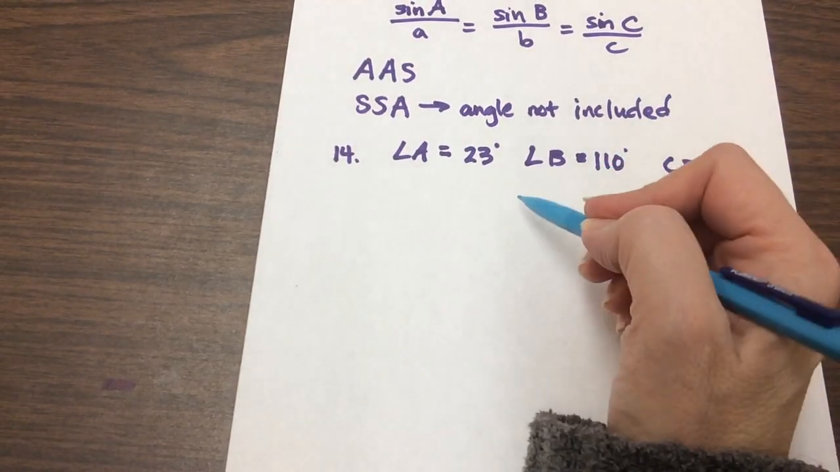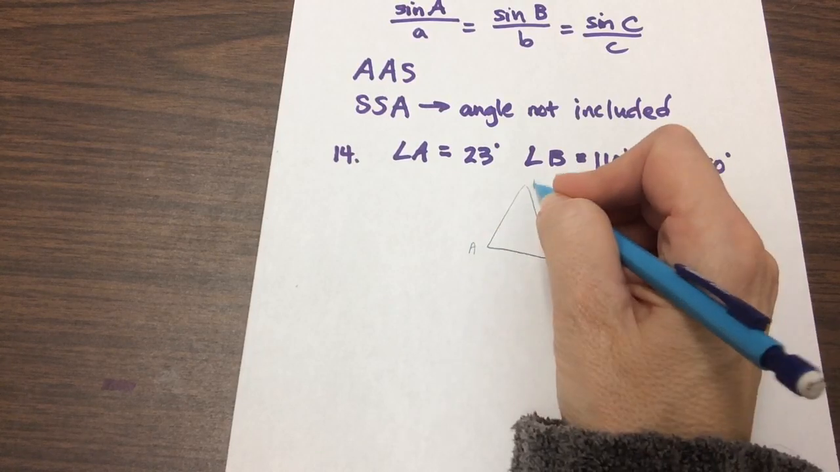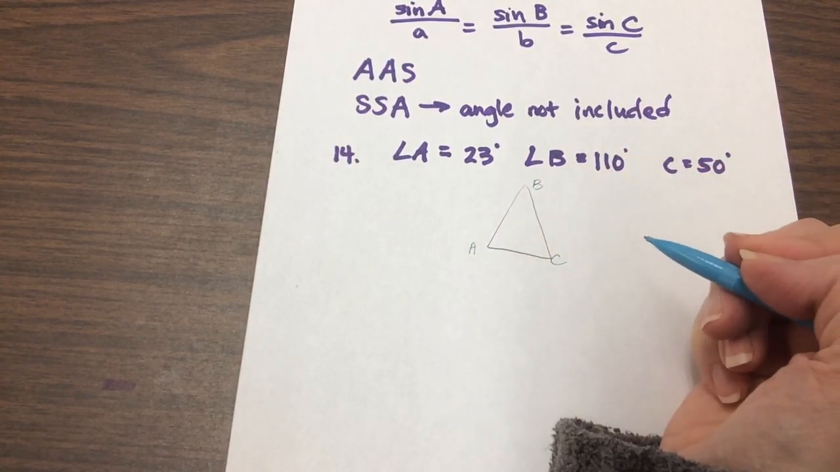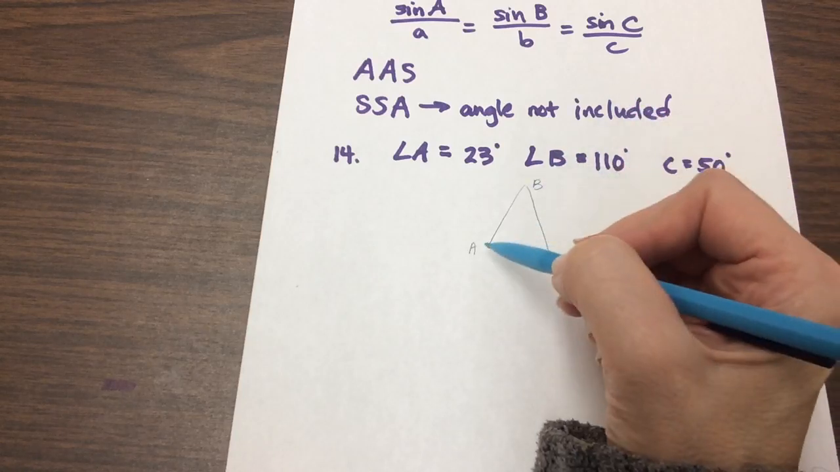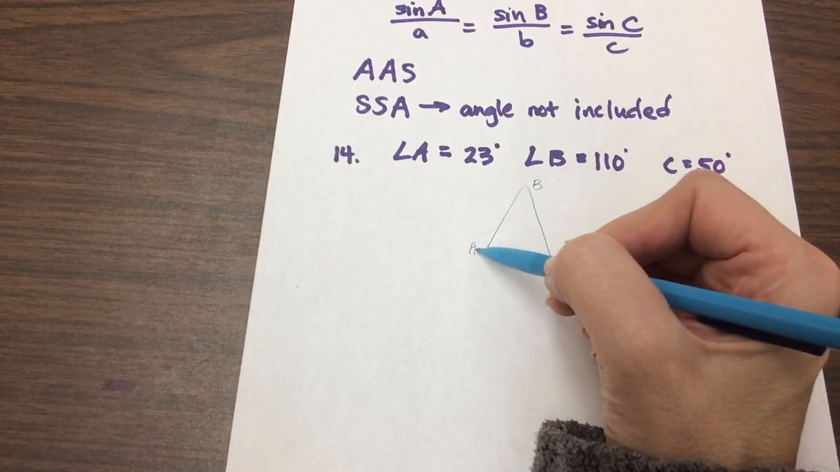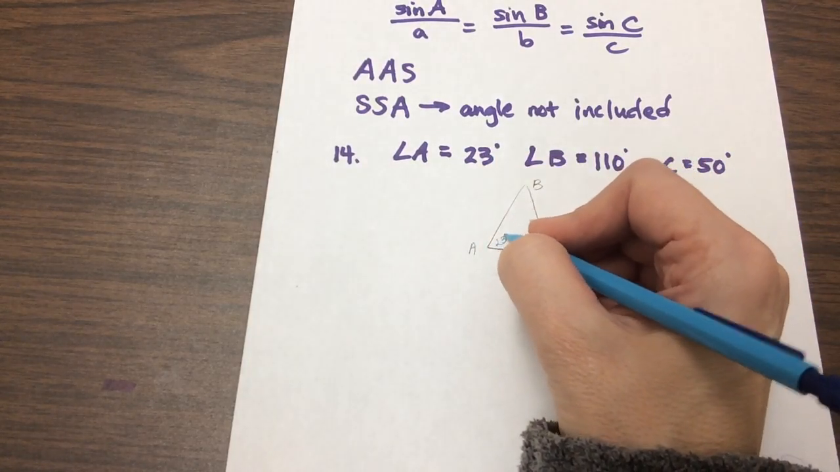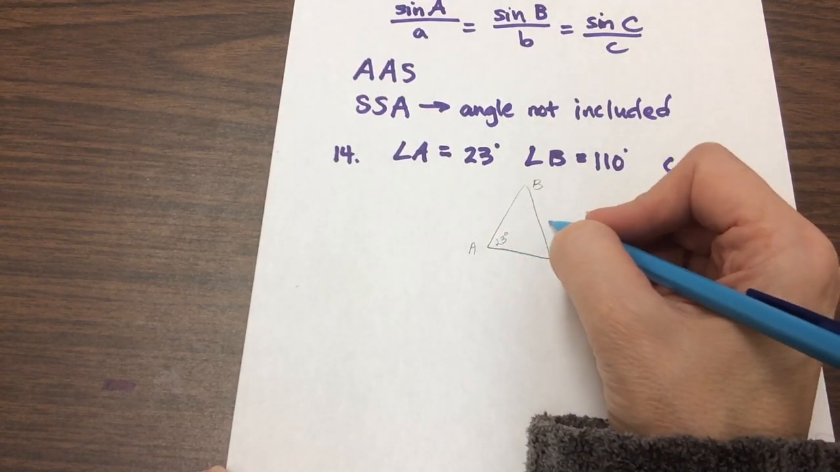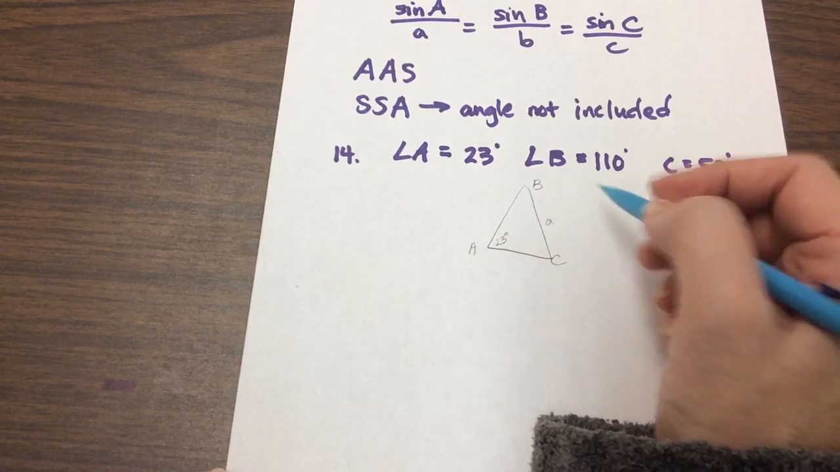Alright, so always draw your triangle. Always draw your triangles and label them according to what you've been given. So remember that the side is across from the corresponding angle. So I'm given angle A, or 23 degrees, and I don't know what side A is, but I know that it's across from angle A.